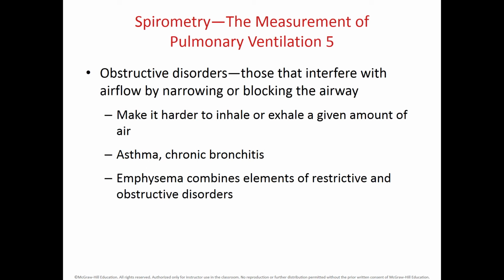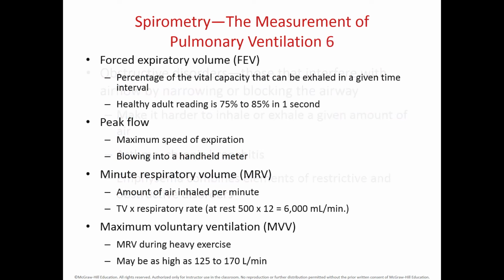Obstructive disorders is when you have something that narrows your bronchioles or your airways. Examples would be when someone has a tumor that compresses the bronchioles, or when someone has asthma, chronic bronchitis. And these obstructive disorders can be classified as COPD, or chronic obstructive pulmonary disorder. Emphysema combines an element of restrictive and obstructive disorders.